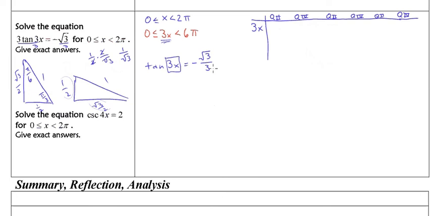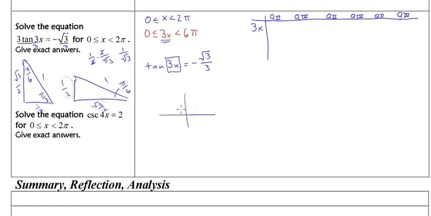Now that's not negative root 3 over 3 either, but when we rationalize 1 over root 3, multiplying both the numerator and the denominator by root 3, then we do end up with root 3 over 3. And the second quadrant is when it's going to be negative like it needs to be. So our reference angle there in the second quadrant is pi over 6. It's the 30-degree angle.